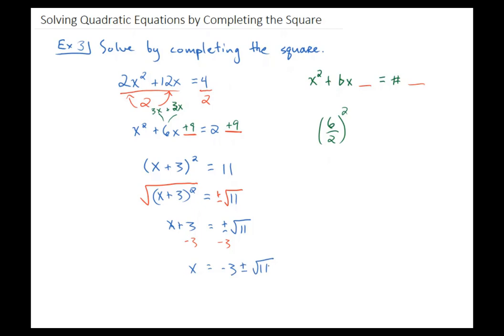And again, just as a reminder, I always like to throw out there that this is two values. So our solution is negative 3 plus the square root of 11, or negative 3 minus the square root of 11. Two separate values. We're just using shorthand to put them together. Alrighty, so that's the idea of completing the square. Go ahead and give some of these a try and see how you fare.